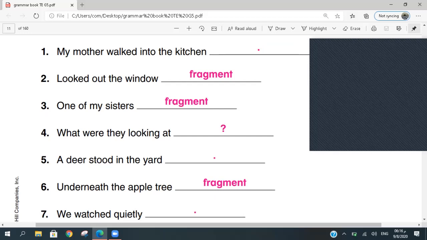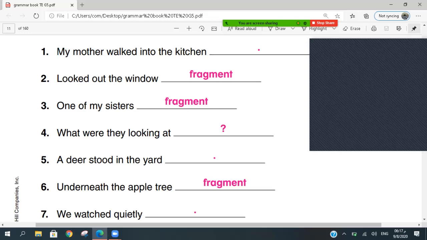Okay, let's repeat again for others to understand. Please focus with me, Rimas. If I say here, my mother walked into the kitchen, do you know who walked into the kitchen? Rimas, who walked into the kitchen? Of course, my mother. So I put a period here because this sentence gives me a full meaning.